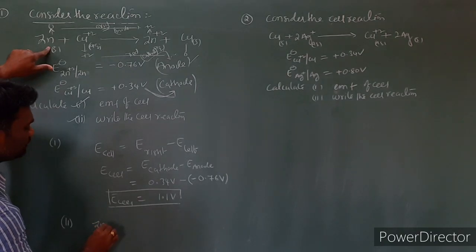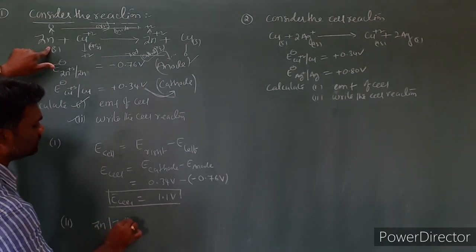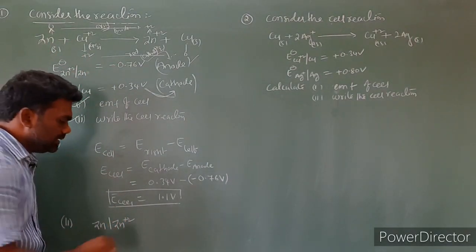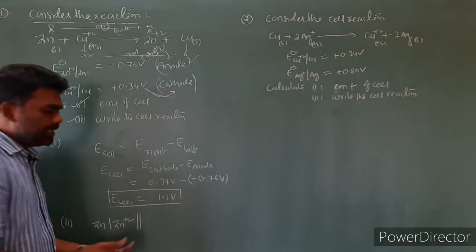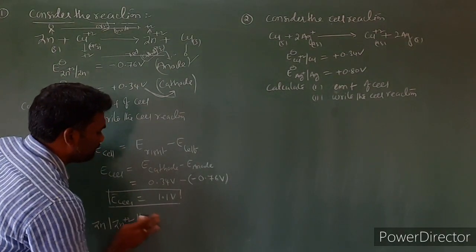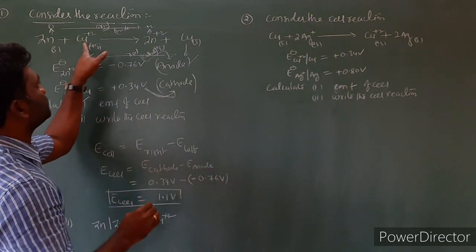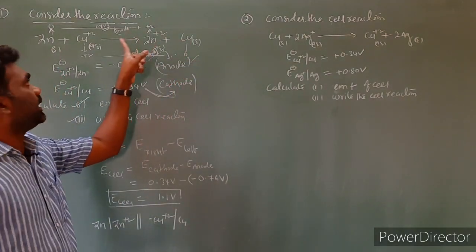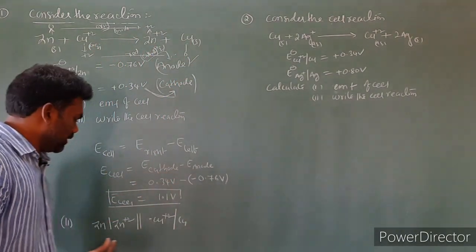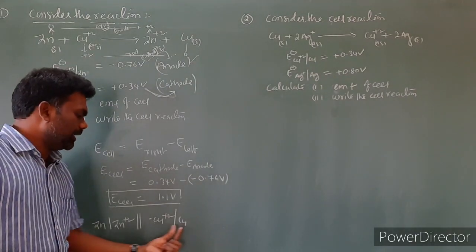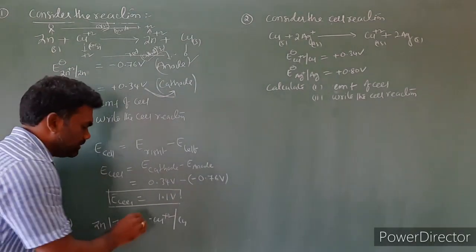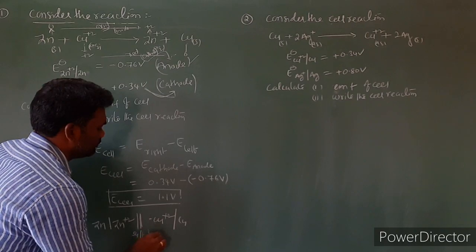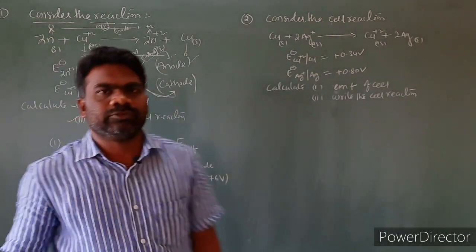Zn by Zn plus 2. The electrode and electrolyte are separated by one vertical line, and this is the salt bridge. Then we have to write Cu plus 2, Cu plus 2 converting into Cu, Cu plus 2 by Cu. This electrode and this electrolyte are separated by one vertical line. These two half cells are separated by a salt bridge. So this is the solution for this problem.